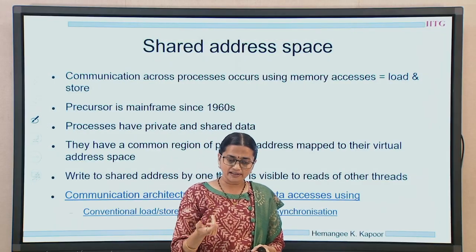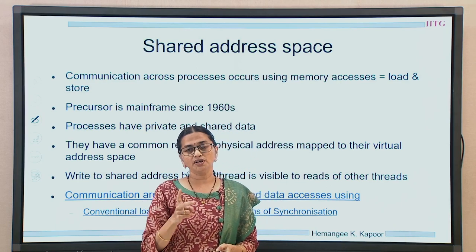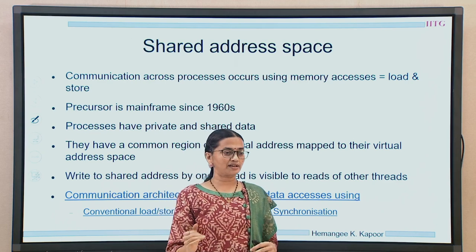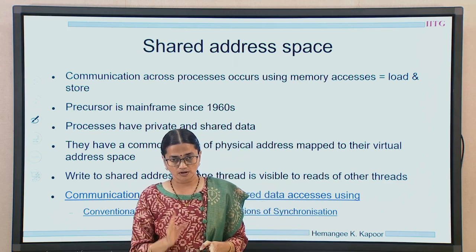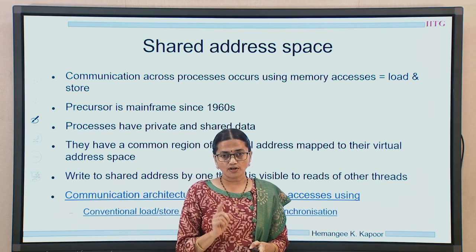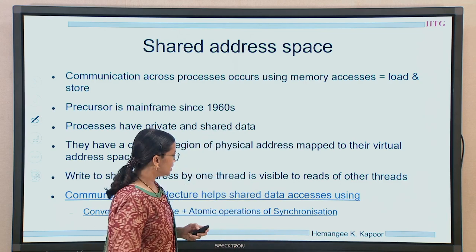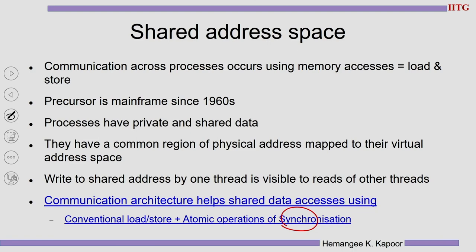And when we access the same location by two different processes, you need to make sure that there is no race condition, there are no clashes. When one reads, the other has to wait, and vice versa. So we need all these read and write operations to be atomic. So atomic operations also need to be handled using synchronization. Okay. So what we need is a conventional load store ISA and synchronization methods to be able to implement a shared address space.